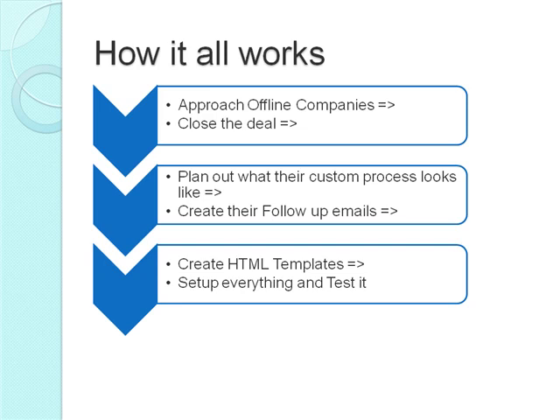Once you do that, then you know how to create their follow up emails. Then you know what they expect with the templates and things like that. Then you can create the HTML templates. Then you can set up everything and test it. So now that you know how it all works, we can move on to video 2, where we actually talk about offline companies, how to find them, how to see whether they're a good candidate, and how to approach them and how to close the deal.